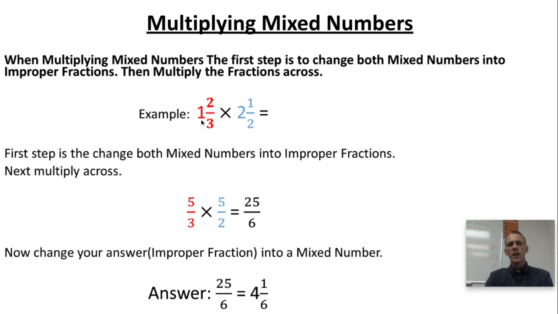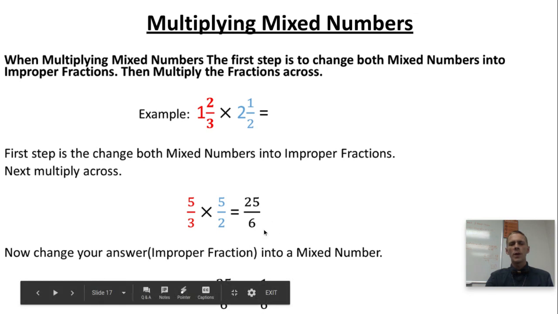So 3 times 1 is 3, plus 2 is 5. So that's how we get the 5 over 3. Bottom stays the same. Now here, 2 times 2 is 4, plus 1 is 5. The bottom stays the same, so you have 5 over 2. Now, what we can do is we can multiply straight across. 5 times 5 gives us 25, and 3 times 2 will give us 6.